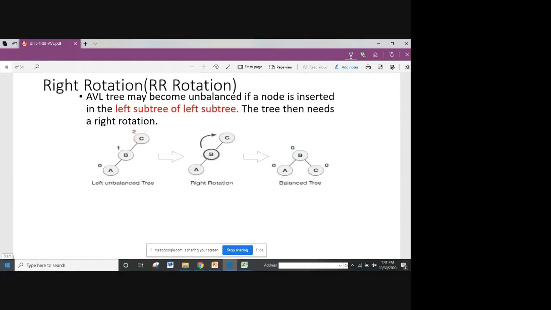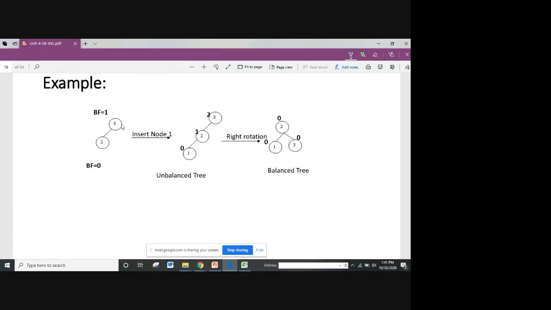Now RR. RR means right rotation. So till now we were rotating this side, now we will be rotating this side. That's all, right side. So now I'll go with the example. Example: 3 and 2 are there. I am inserting 1. Where will 1 come?